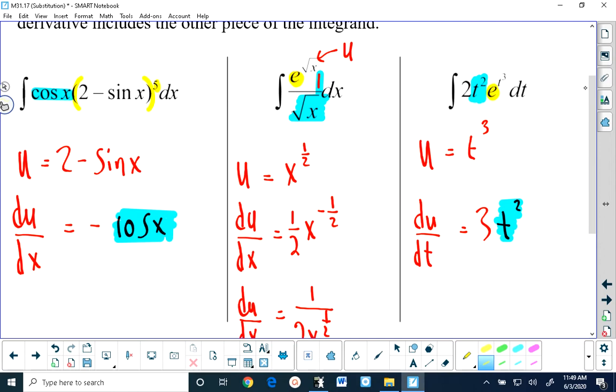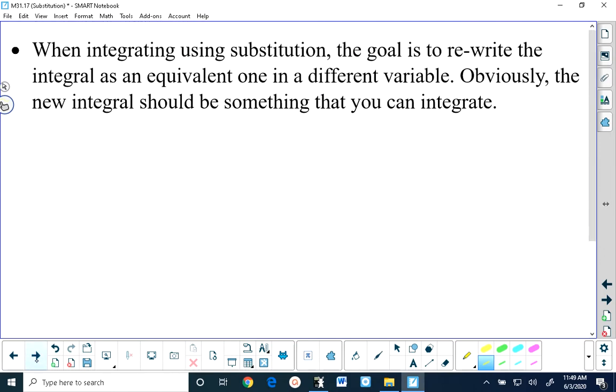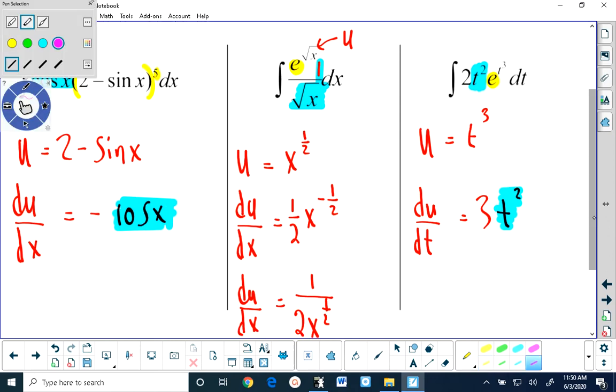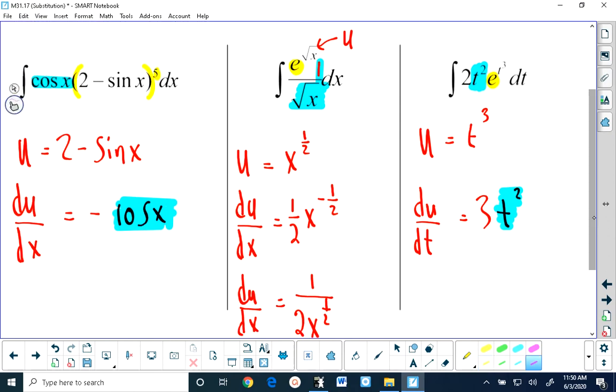Man, that's a lot to keep track of. Let's see how this works now. The basic goal is for you to use substitution to rewrite the integral with a different variable. And I will tell you right now, the variable is going to be u. It's possible to rewrite this integral as a different integral with the variable u.